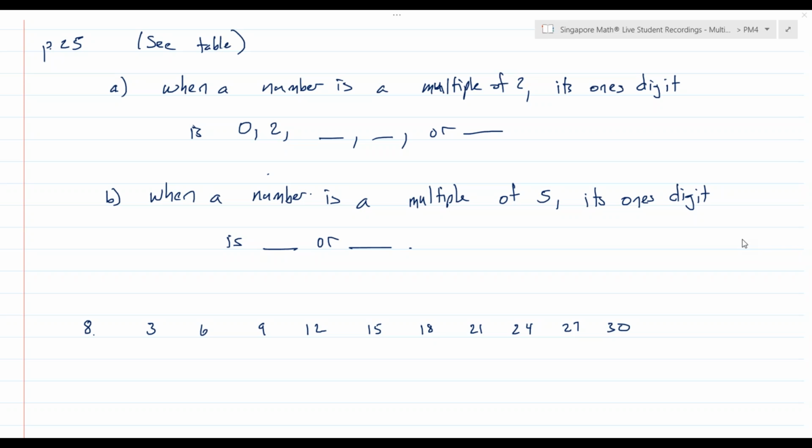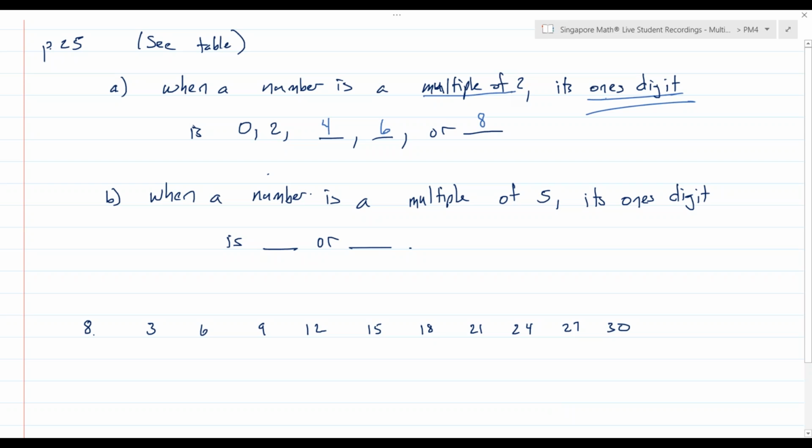When a number is a multiple of 2, its ones digit is what? All of the numbers that are circled either have in the ones digit a 0 or a 2. What other number do they have in the ones digit? They also have a 4. Some of them have a 6. Some of them have 8. One of those numbers is always in the ones digit of a multiple of 2.